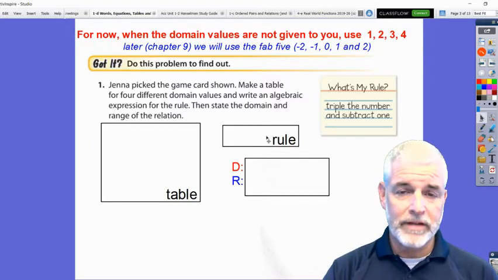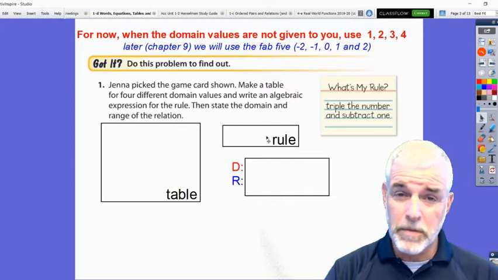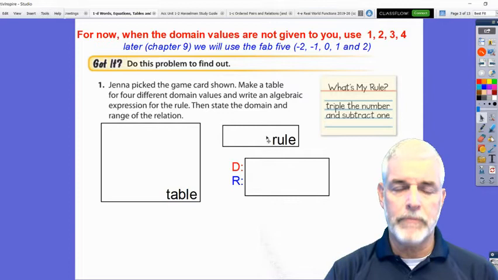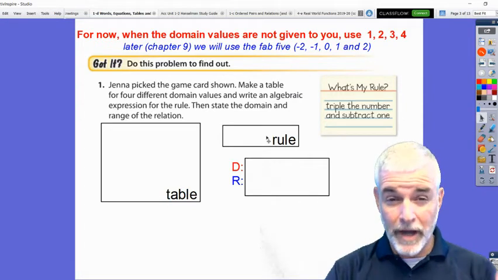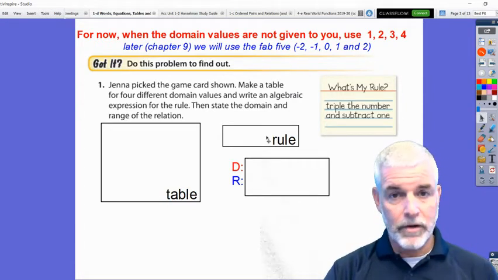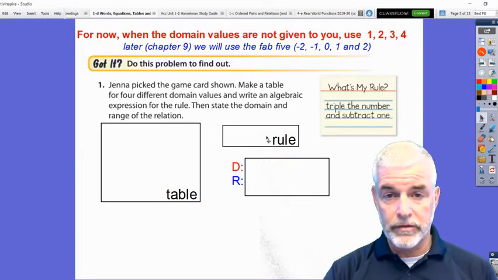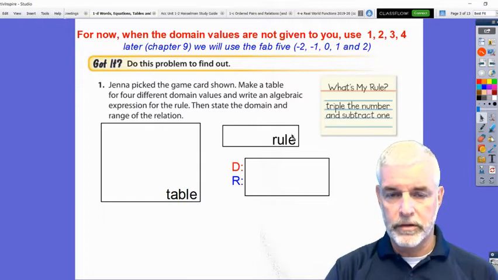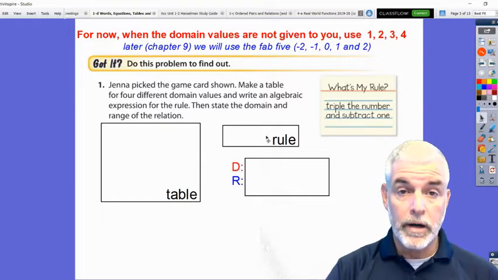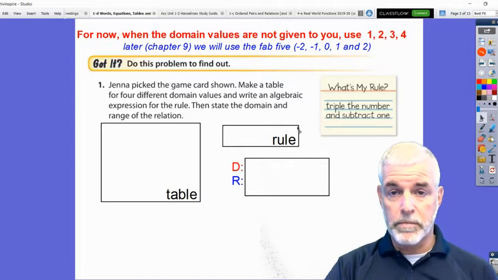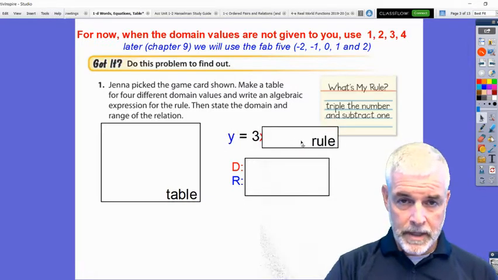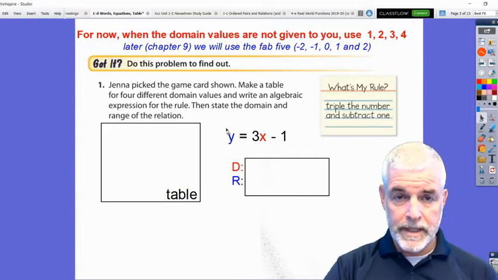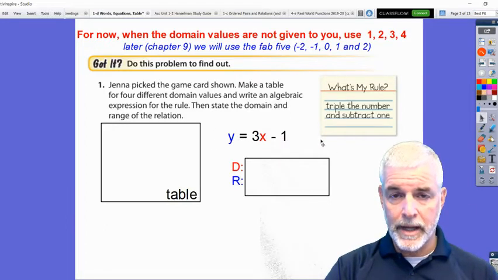Okay, and again, you can write this as an expression or an equation. We'll typically write this always as an equation. In real world problems, you're going to use an equation, which means the one side of the equation is going to be whatever your output variable is equals. In this case, it's going to be y equals because there's no real world piece to this. So we'll use x and y for our input and output variables. So triple the number and subtract 1 means to go 3 times x and then -1. So there is the rule. This is the rule written as an equation, not as an expression.